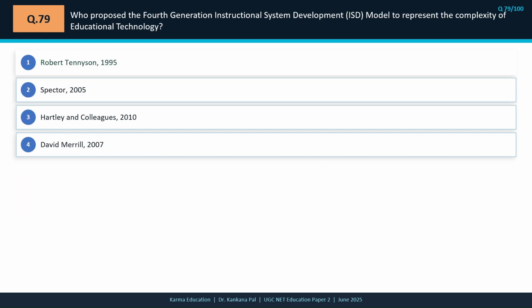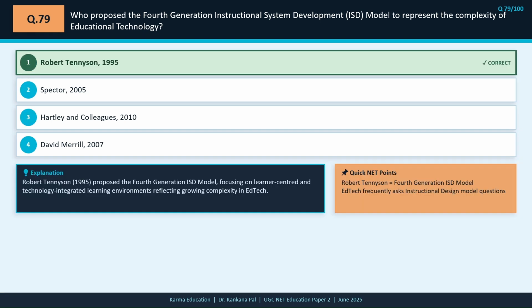Question number 79. Who has given fourth generation instructional system development model or ISD to represent complexity of educational technology? Option 1, Robert Tennyson, 1995. Option 2, Spector, 2005. Option 3, Hartley and colleagues, 2010. Option 4, David Merrill, 2007. Take a moment. The correct answer is option 1, Robert Tennyson, 1995.